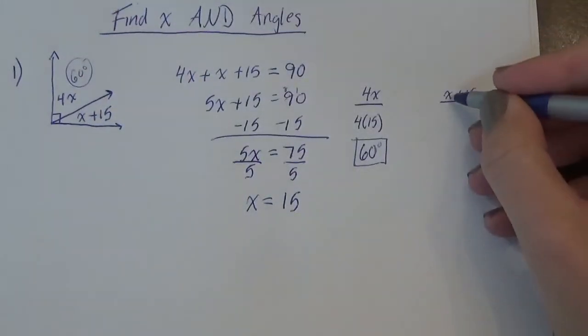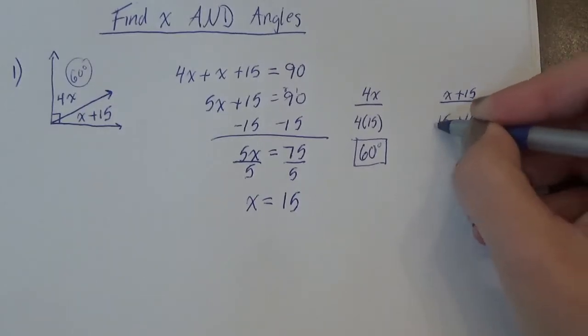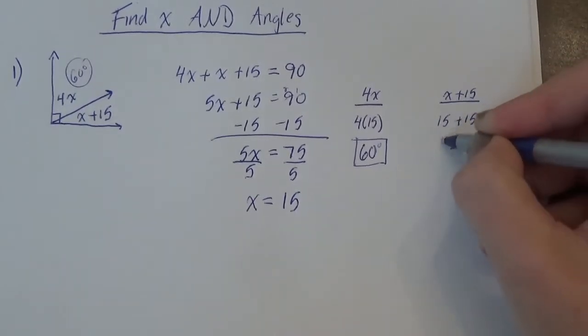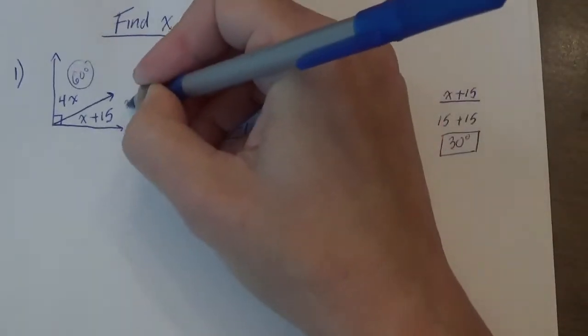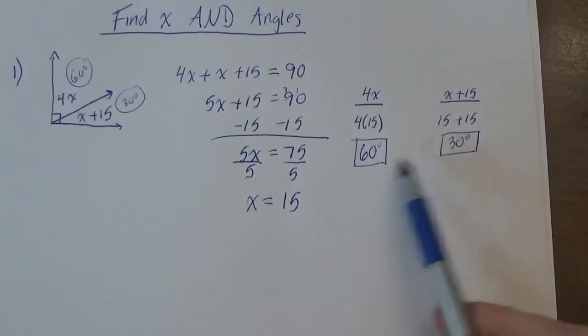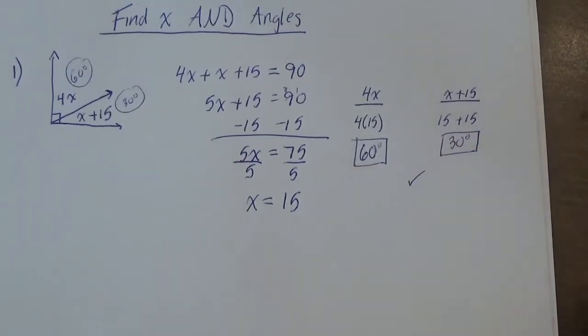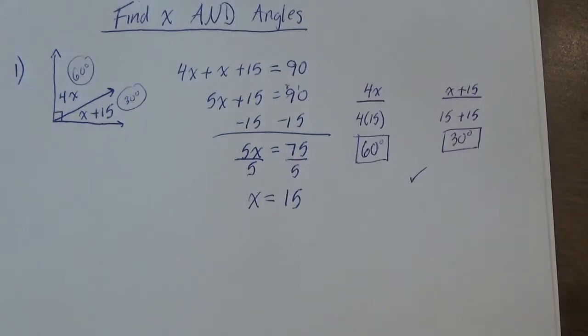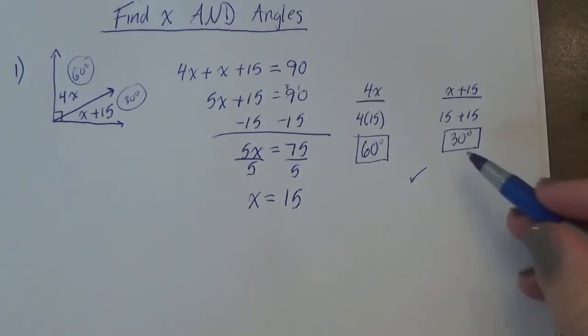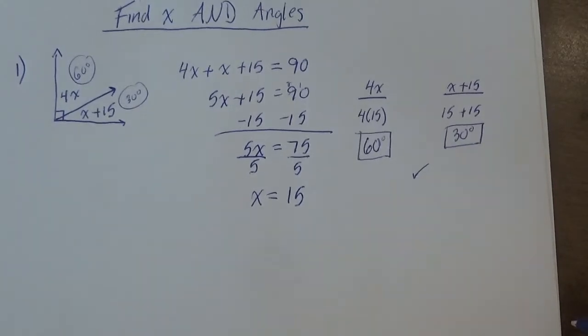All right, let's check the other one. If x is actually 15, sub it in. 15 plus 15 is 30. So this angle is 30, and we can do a nice little check here. What should these two add up to be? They should add up to 90, and they do. So it's kind of like a little check. And if I had done that on the other video, I would have caught my mistake. So thank you again for catching my mistake.